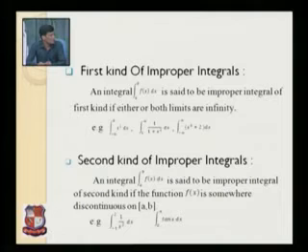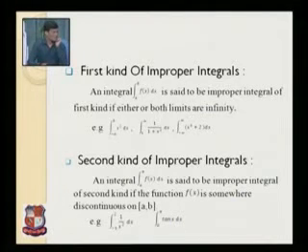Next is the second kind of improper integrals. An integral is said to be improper integral of second kind if the function f of x is somewhere discontinuous on closed interval a b.